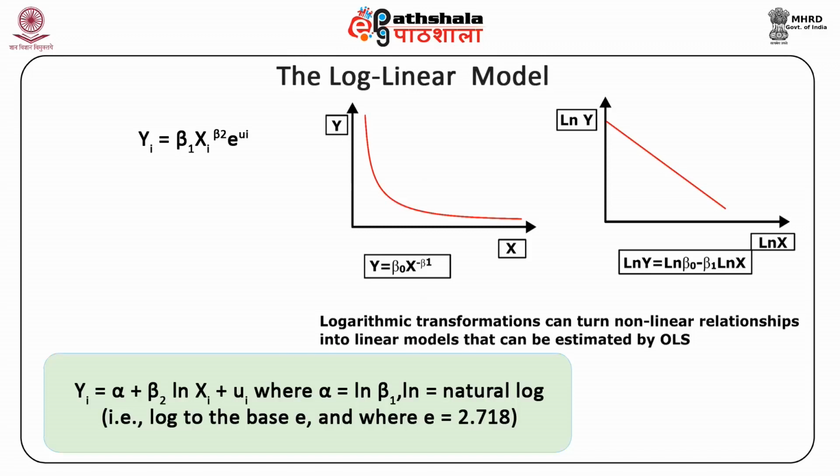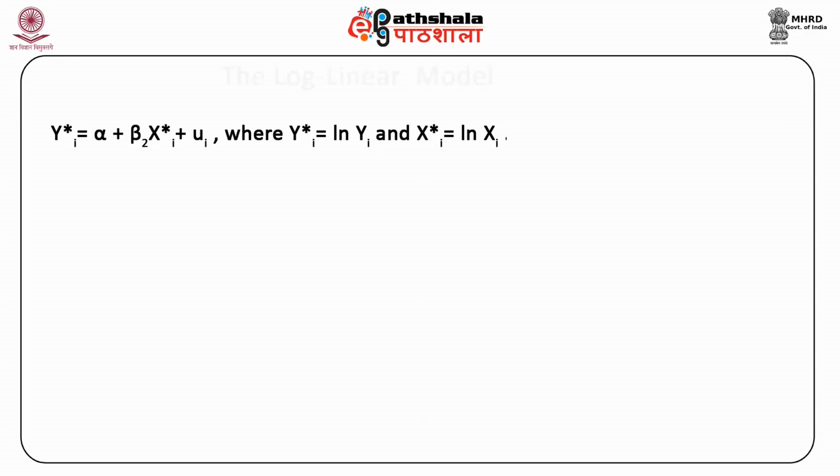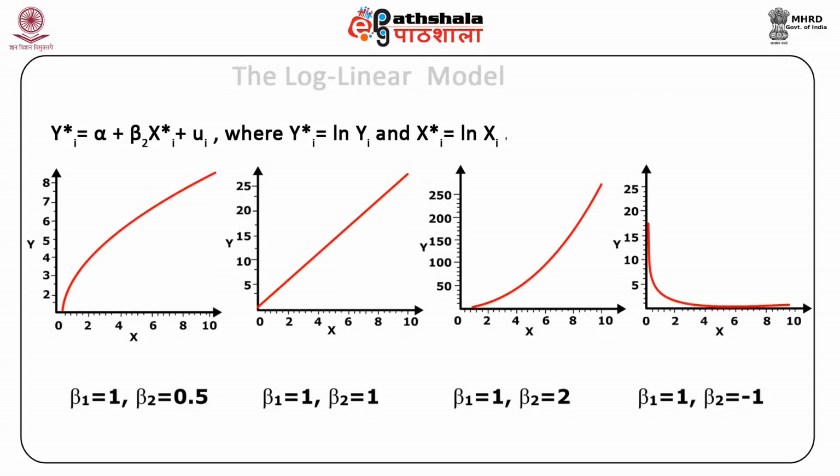You can see this in your diagrams, where we have the diagram for linear estimation, a straight line, and the curve for the exponential distribution. We can write down yi star = alpha + beta 2 xi star + ui, where yi star is ln yi and xi star is ln xi. We have different diagrams for different values of beta 1 and beta 2, which I'm sure you can observe from the slides. The OLS estimators alpha hat and beta 2 hat obtained will be best linear unbiased estimators of alpha and beta 2 respectively.